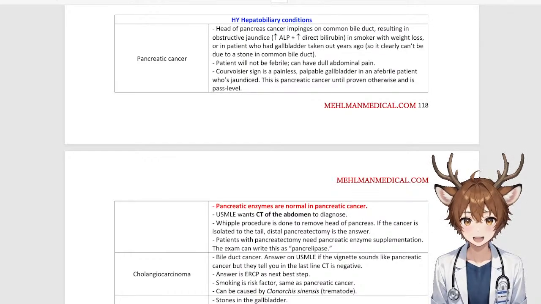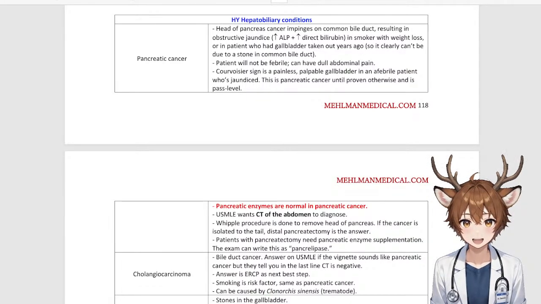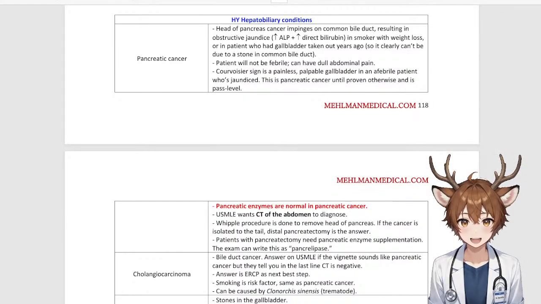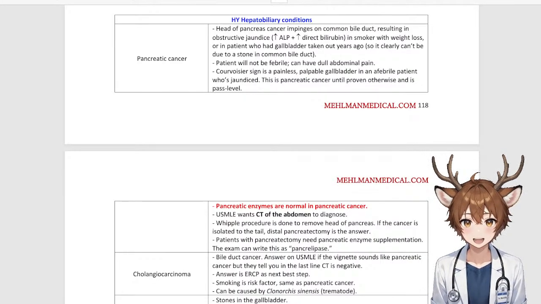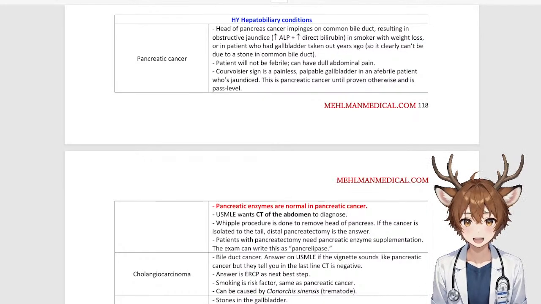Pancreatic cancer. Cancer of the head of the pancreas impinges on the common bile duct, resulting in obstructive jaundice, an increase in ALP plus an increase in direct bilirubin, in a smoker with weight loss, or in a patient who had a gallbladder taken out years ago, so it clearly can't be due to a stone in the common bile duct. The patient will not be febrile and can have a dull abdominal pain.